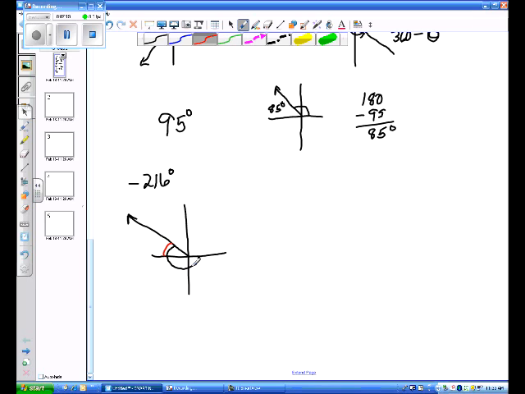So we know that this whole amount was 216 minus the 180, which would give us a reference angle of 36 degrees. Now a reference angle is always positive. We don't have negative reference angles. It's an angle that we're referring to. Sometimes it's also called the related angle, as it relates to our other angle.